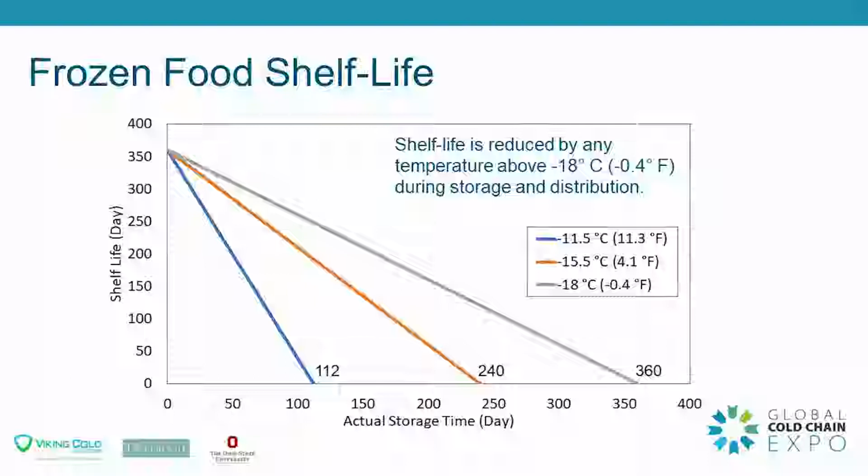As an example, I've shown that if a product has a 1-year shelf life at 0 degrees Fahrenheit, if you store it at 4 degrees Fahrenheit, its shelf life decreases to 240 days, just automatically. That much adjustment in temperature reduces the shelf life. Even worse, if you store it at 11 Fahrenheit, its shelf life reduces to 112 days.